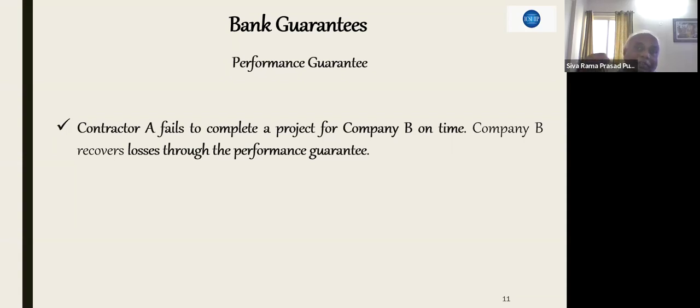So whatever the performance is there, finally that wordings and all these things are there in the guarantee agreement. And finally, we will ask how much loss you are going to incur. Fail to complete the project for company B on time. That is the earlier example, 2 years. Company B recovers the losses through the performance guarantee. The government will recover the losses from the bank, that is 20 crores in the earlier example.